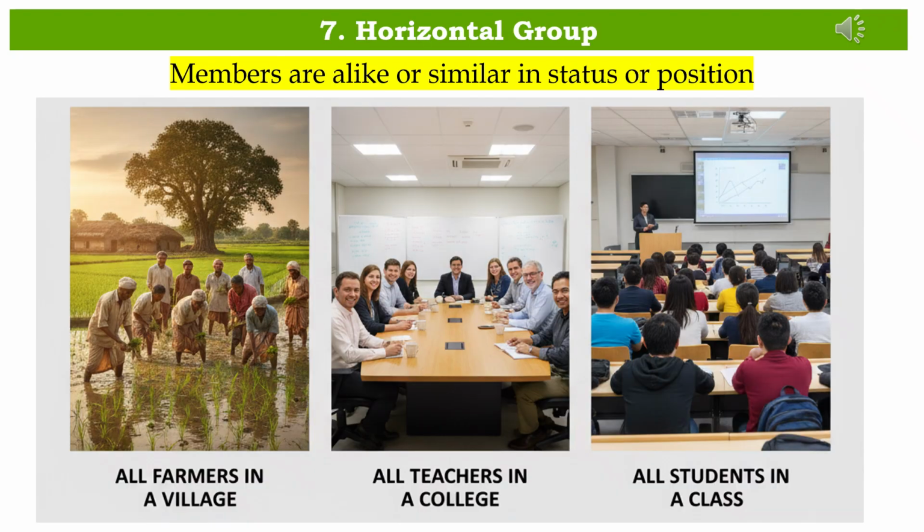Horizontal group. A horizontal group is a group where the members are similar in status or position within the social class system of a society. The members share a comparable level of prestige, occupation or social standing. For example, all farmers in a village, all teachers in a college or all students in a class belong to the same horizontal group where their social standing is nearly the same.